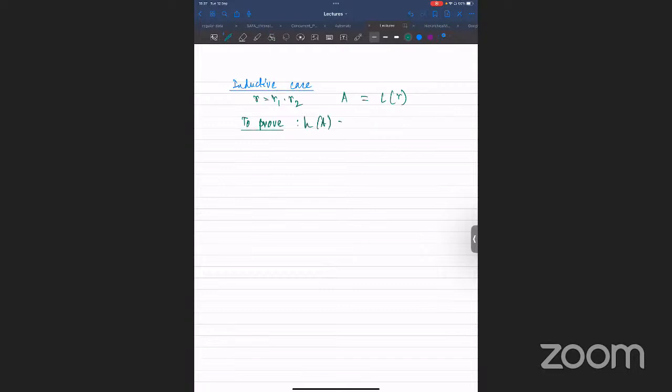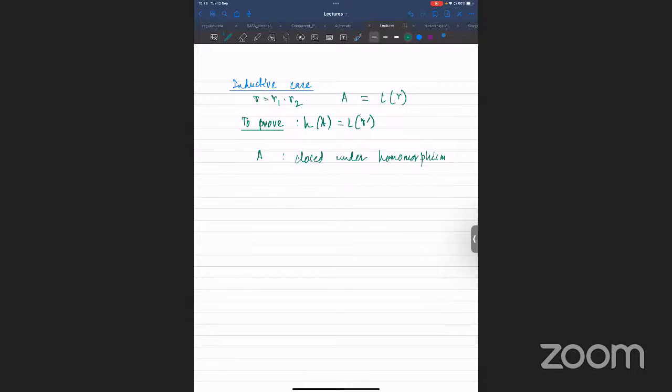H of A equal to L of R prime, right? Because, what is the idea of the proof? The idea of the proof is that you start from A; given an A, we are trying to prove that this is closed under homomorphism. So let's look at the broad idea. We are going to prove that this is closed under homomorphism, right? This is the whole idea.